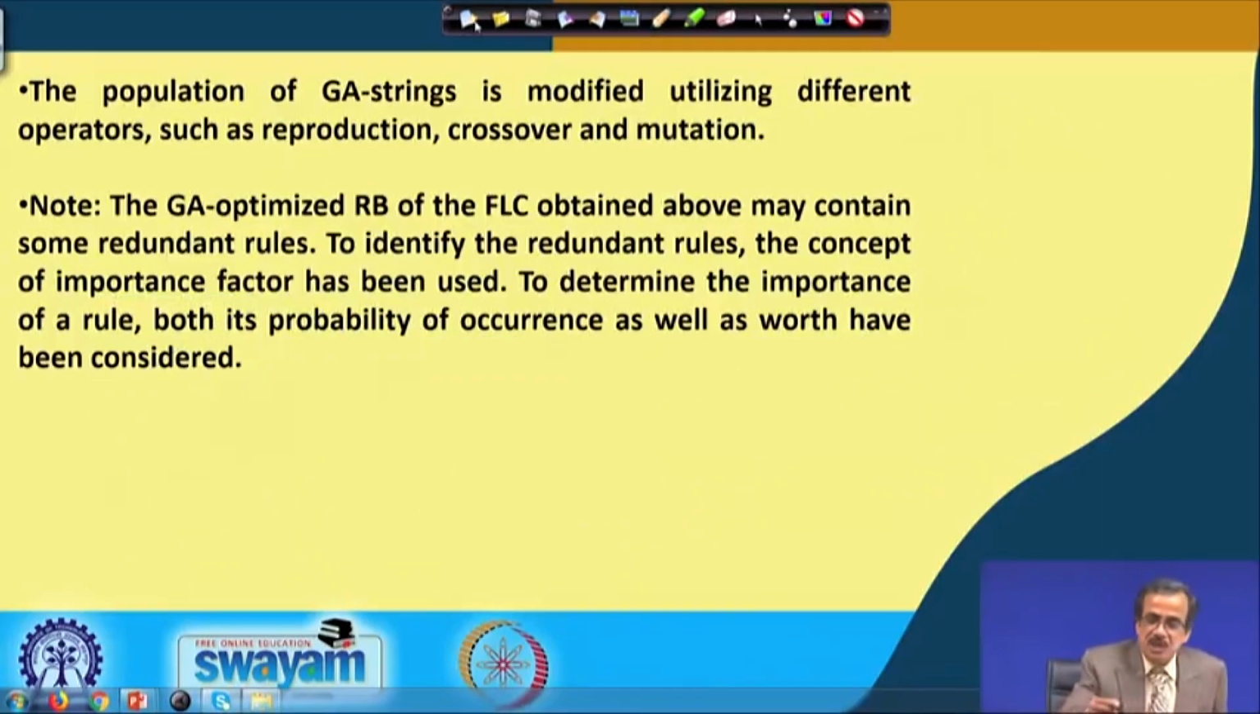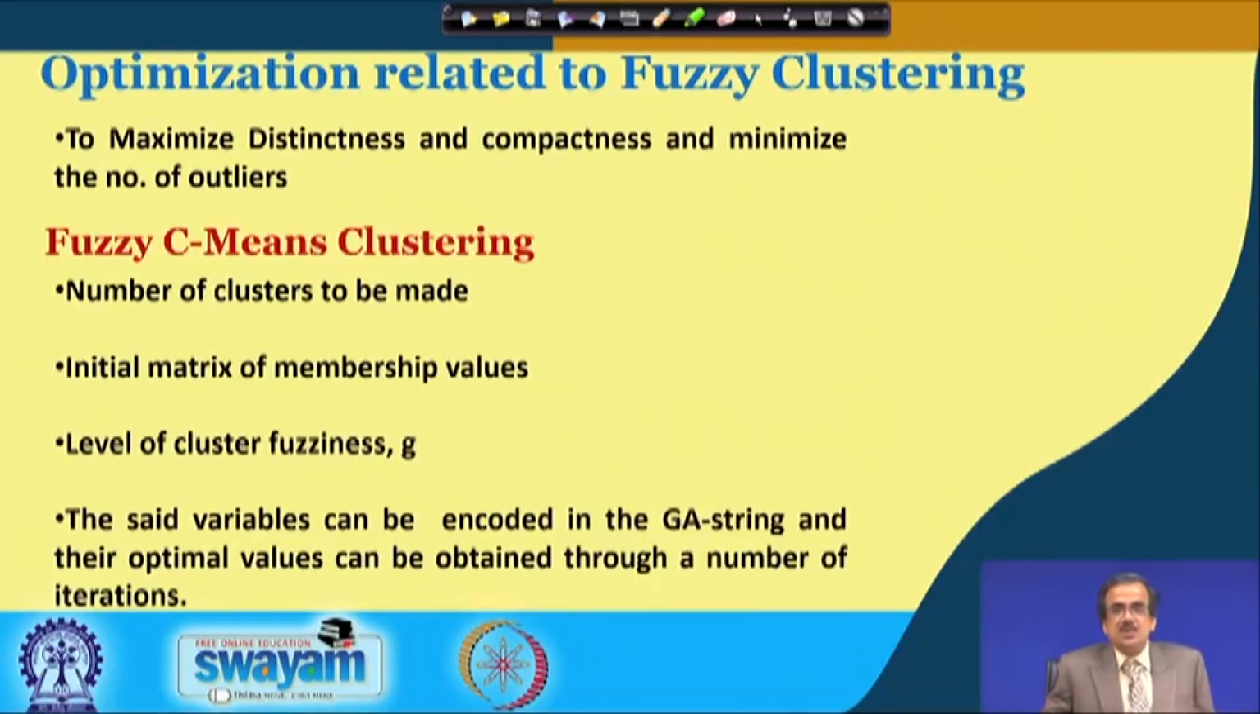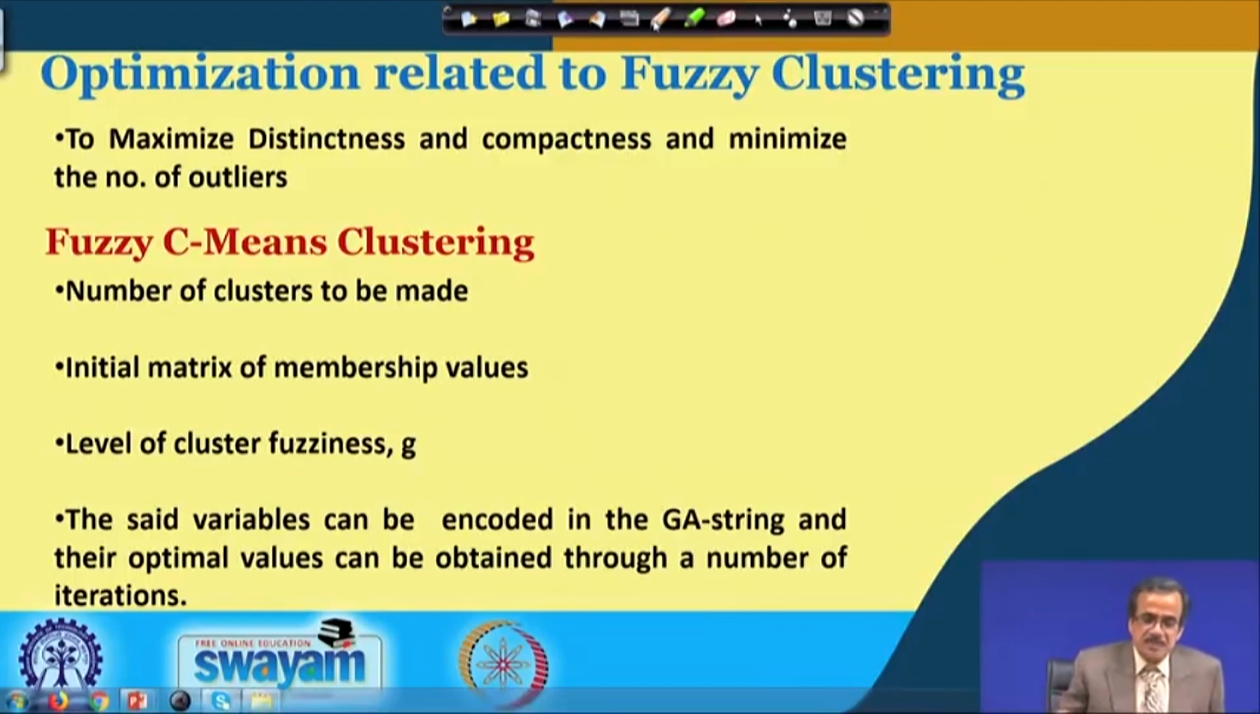Now, this is the way we can optimize the fuzzy reasoning tool, and now I am going to discuss in short how to carry out optimization for fuzzy clustering. We have already discussed that our aim is to determine the clusters which are very distinct and very compact, and at the same time the number of outliers should be as minimum as possible. In fact, ideally we want that there should not be any such outliers.